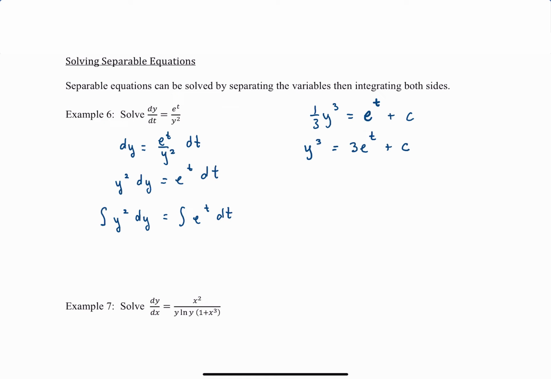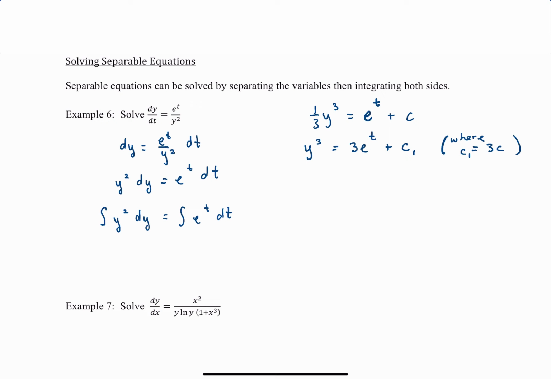I think for this example in the notes, I'm going to go ahead and call it C1, just to help you understand, when you're looking back over your notes later, why the C didn't get multiplied by a 3. It did, we just decided to give it the new name C1. And C1 can be anything, because C can be anything.